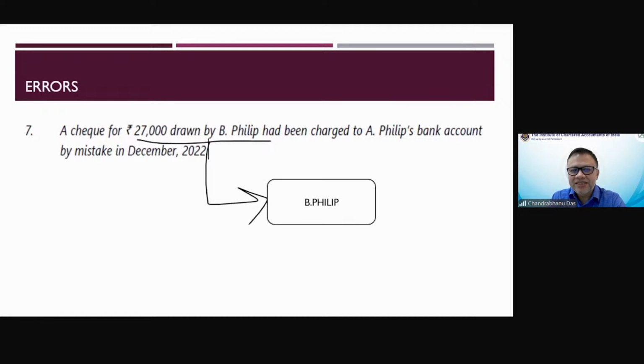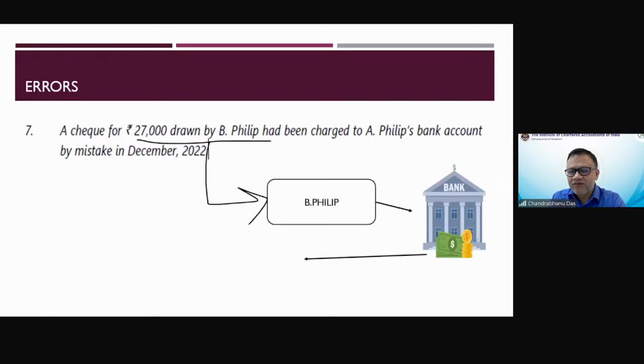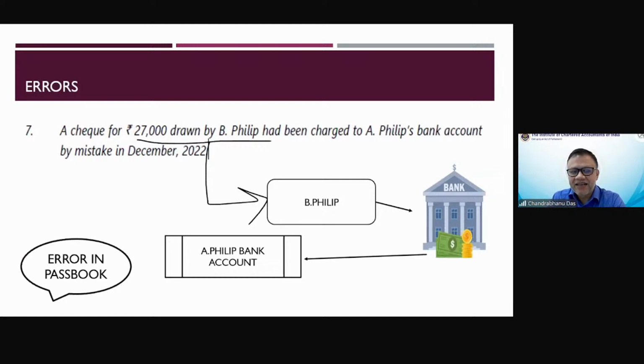Come to this. What happened? B. Philip, as I said, went to the bank, and in A. Philip's bank account, this has happened. Now, the point is, whatever happened is an error in the passbook, because the check is of B. Philip who went to the bank, but it went to A. Philip's account. So it is an error in the passbook. So how will we deal with all this? Let us check on it.